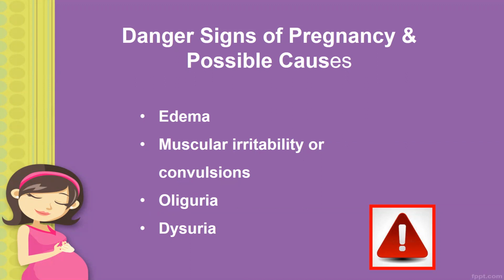Edema, especially when it moves to the hands and face, generalized edema is definitely a high risk. It may be associated with muscular irritability and convulsions and epigastric pain. All these are risk for preeclampsia or eclampsia. Oliguria and dysuria are important for both preeclampsia and even UTIs. And any absence of fetal movement is a danger sign and the physician or healthcare provider needs to be notified immediately.